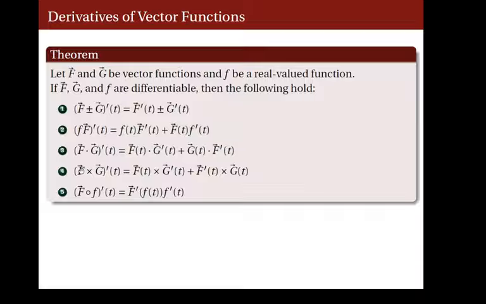Now, for the cross product of f and g, the derivative is given by f cross g prime plus f prime cross g. Now note that for number 4, the order of the functions in the cross product is important. So in particular, for the second cross product, you cannot interchange the position of g and f prime. So f prime should appear before g.